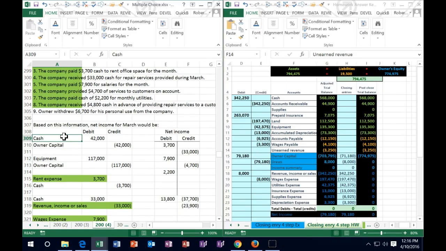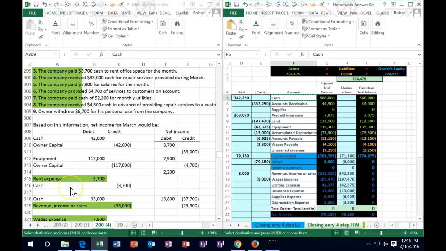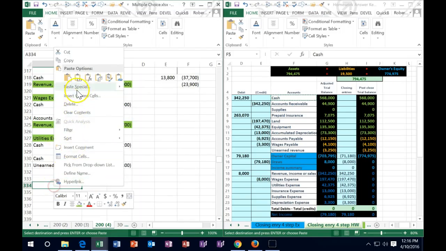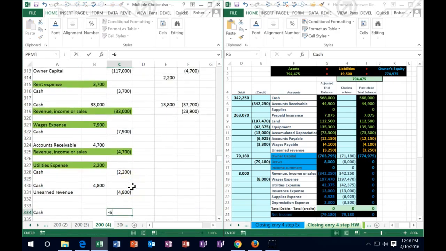Okay, and then the owner withdrew 6.7 for his personal use. All right, so then the owner took out some money. So is cash affected? Yeah, it's going to go down for the company. It goes up for the owner, but down for the company. So we're going to credit the cash account for the amount that the owner withdrew of 6.7.